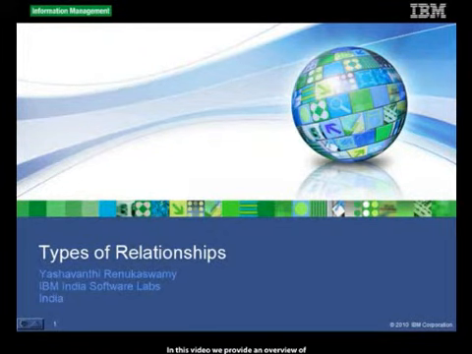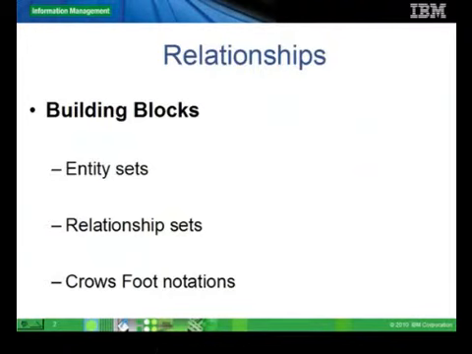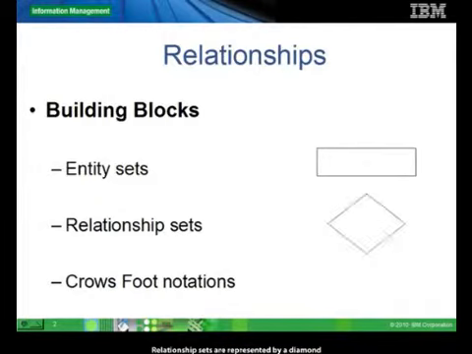In this video, we provide an overview of the relationships that exist between the entities. Building blocks of relationships are entities, relationship sets, and Crow's Foot notations. You are already familiar with the representation of entity sets in rectangles. Relationship sets are represented by a diamond with lines connecting associated entities.